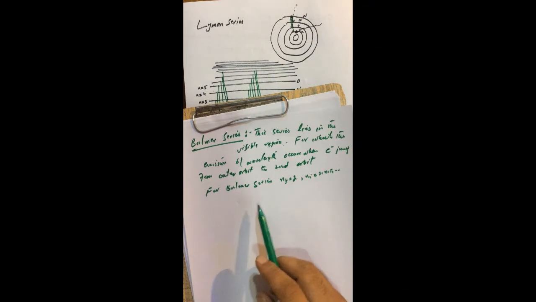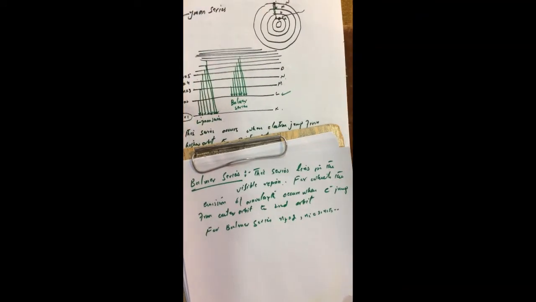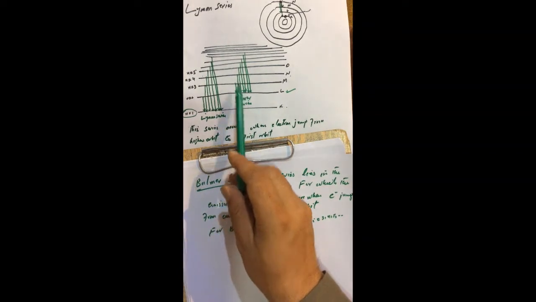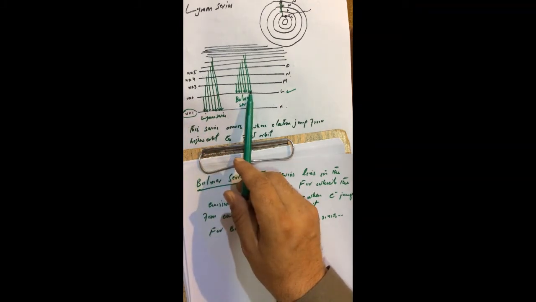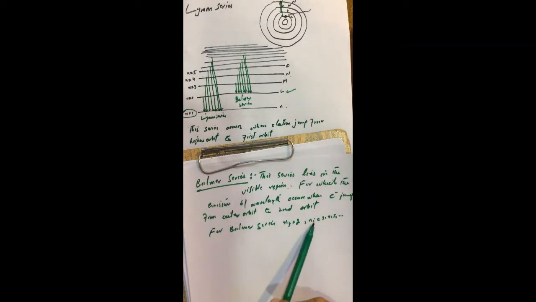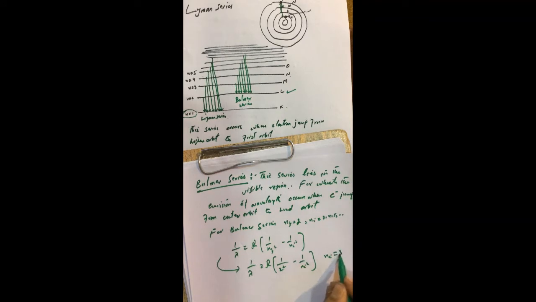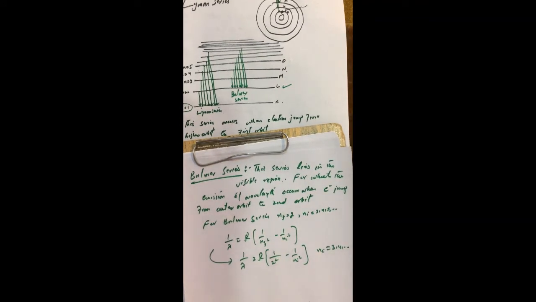So for Balmer series, we have this one. The principal quantum number of the final state is nf, which is 2, because the electron jumps from a higher orbit to the n is equal to 2 orbit, the L shell, and higher orbits are 3, 4, 5, and so on. So we have the general formula 1 over lambda equals R times 1 over nf square minus 1 over ni square. Now it converts to 1 over lambda equals R times 1 over 2 square minus 1 over ni square, where ni is 3, 4, and so on. This is the Balmer series.